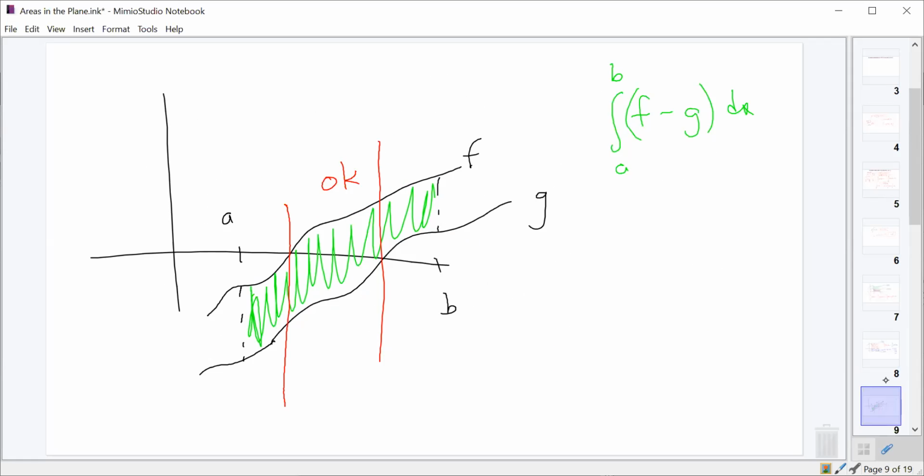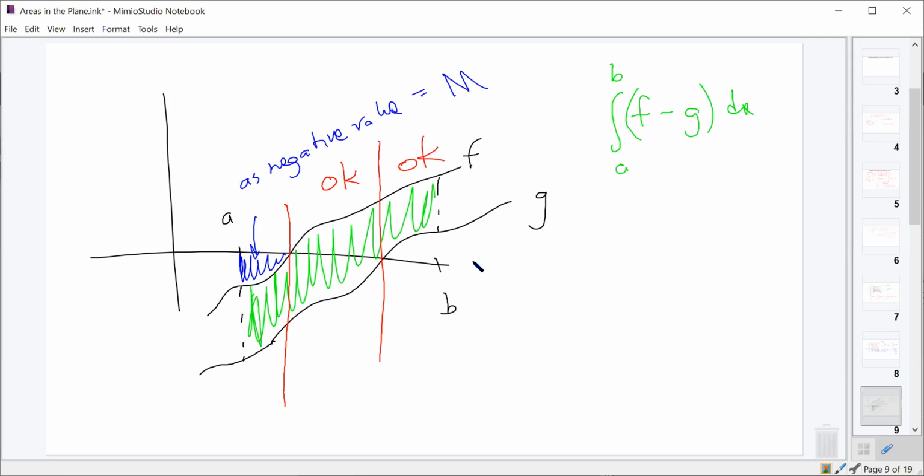Right here. So this one's okay. And so the only question here is this one. And so for this one, if I'm doing f, the upper one, minus g, the lower one, what's the integral of f give me? It gives me this blue as a negative value. So let's call the value of this m.